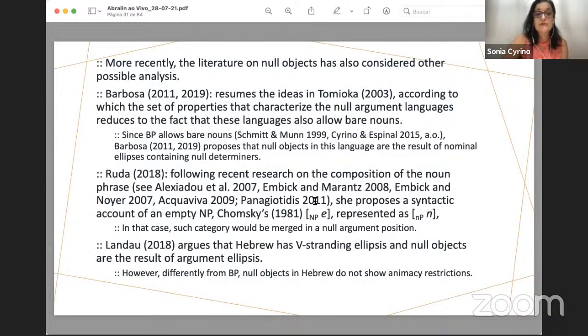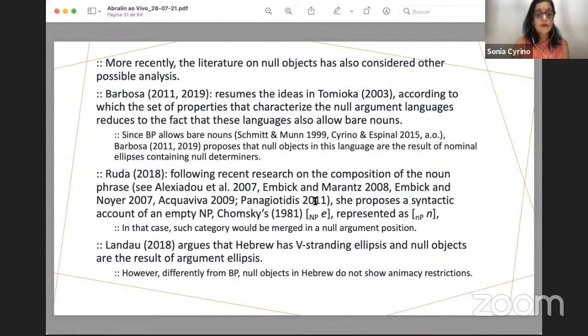For example, Barbosa in 2019 assumes the ideas in Tomioka, according to which the set of properties that characterize the null argument languages reduces to the fact that these languages also allow bare nouns. So since Brazilian Portuguese allows bare nouns, Barbosa proposes that null objects in this language could be the result of nominal ellipses containing all the terms. But this begs some explanation, because we do have bare nouns, but we also have determiners.